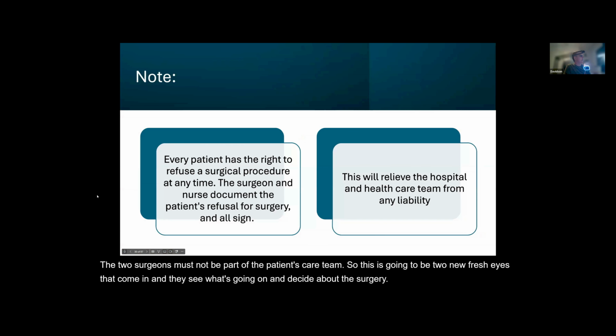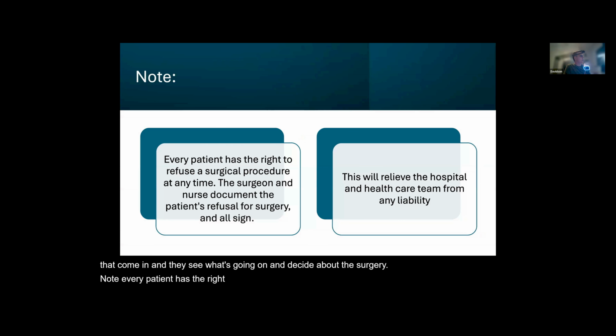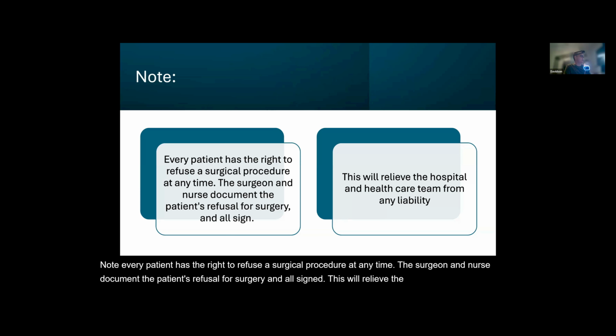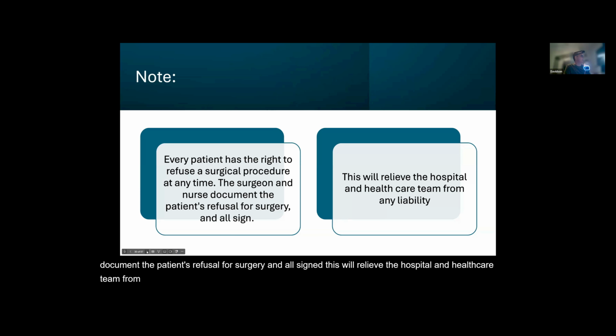Every patient has the right to refuse a surgical procedure at any time. The surgeon and nurse document the patient's refusal for surgery and all sign. This will relieve the hospital and healthcare team from any liability.